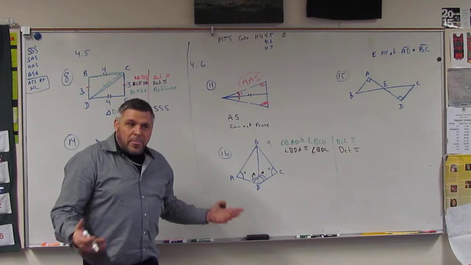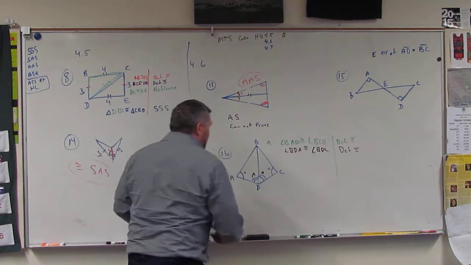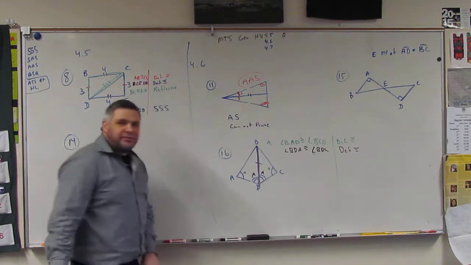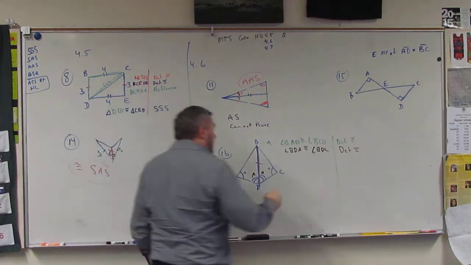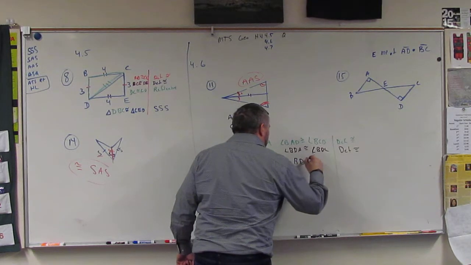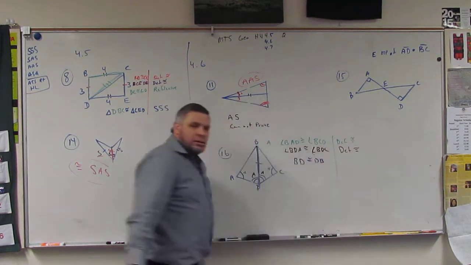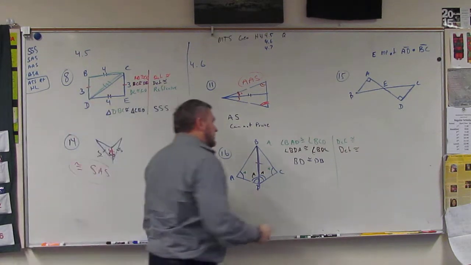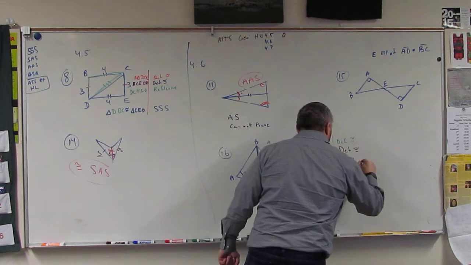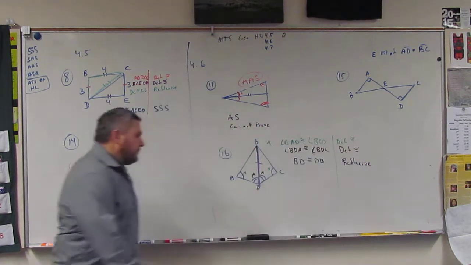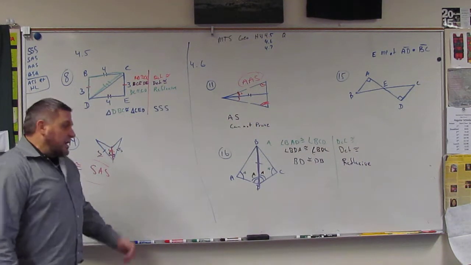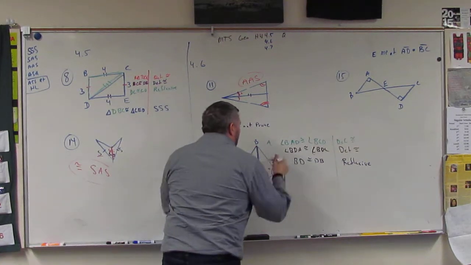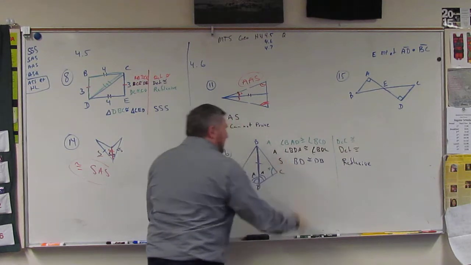All right, the hardest one. This side, right? What's this called when it's congruent to itself? When BD is congruent to DB. What's that called? Reflexive. Okay? All right, so you have an angle, you have an angle, and you have a side.